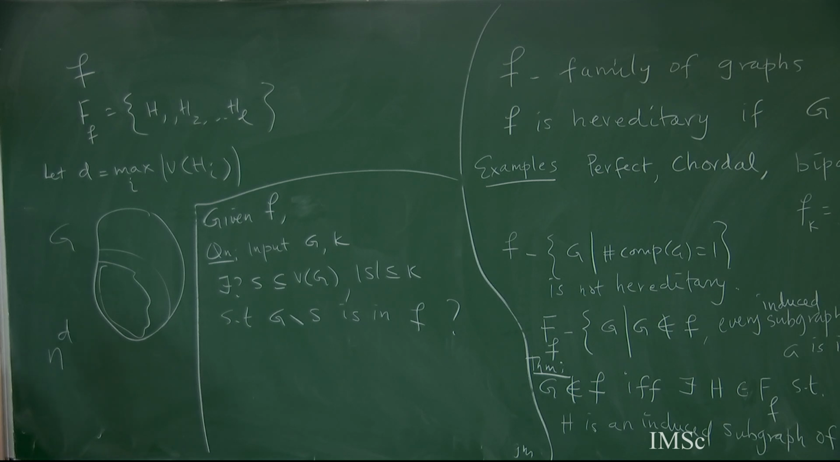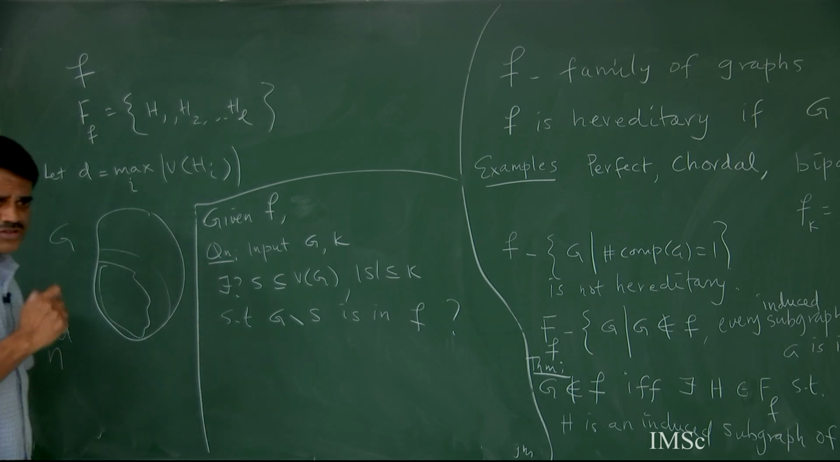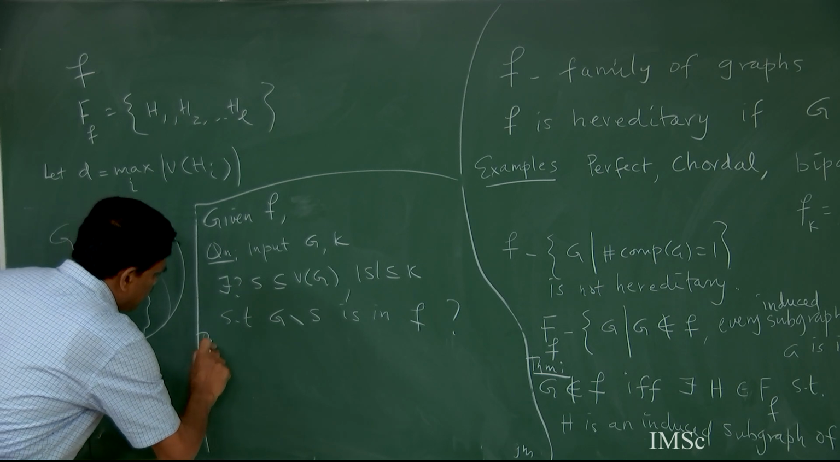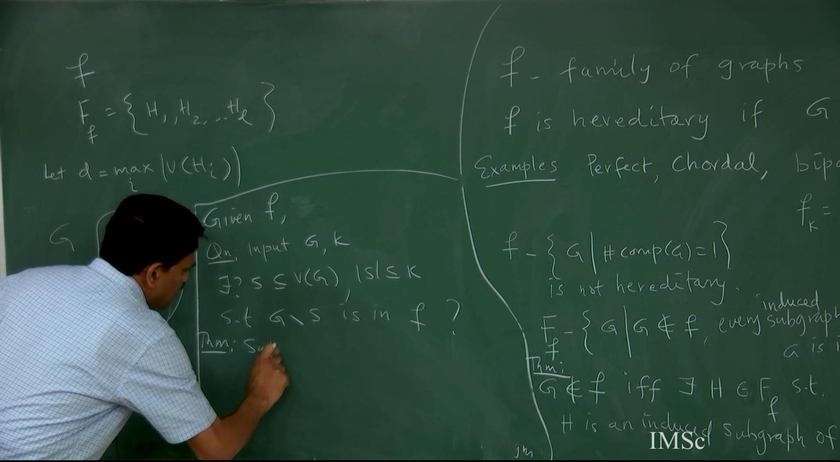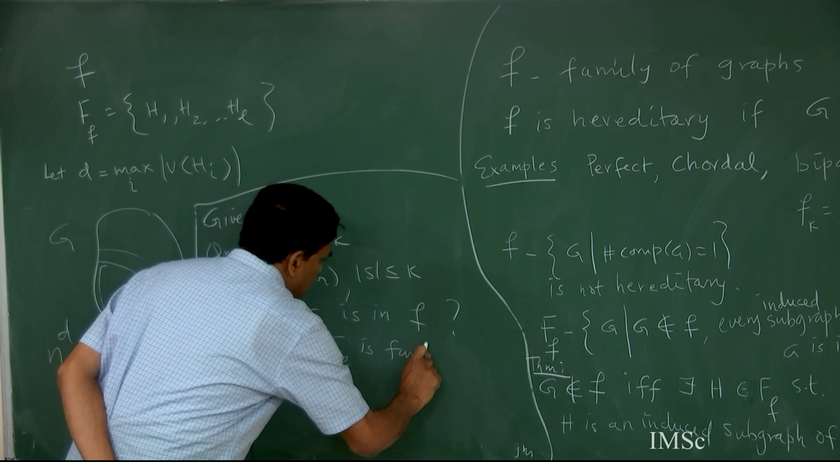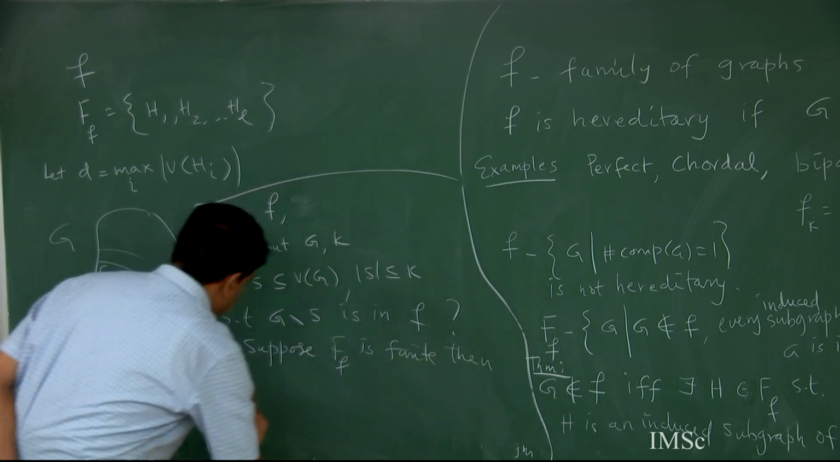Now, even here, is there an FPT algorithm for this? I think this was in your assignment. Okay, so now theorem. Suppose the forbidden set is finite, then the above question is FPT.